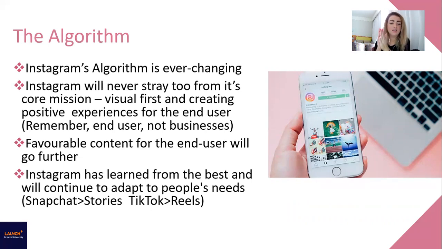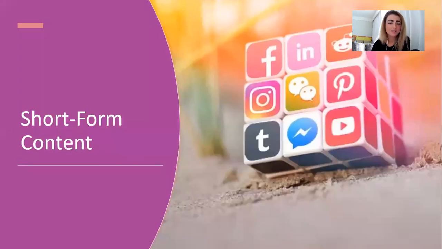And as I was saying, Instagram will always continue to adapt to everybody's behaviors. So it has seen that people have moved to TikTok. It has seen a drop in user engagement. So it needed to do something. That's what it did with Snapchat. It created stories. Now with TikTok, it has created reels. And what's next? We'll see.